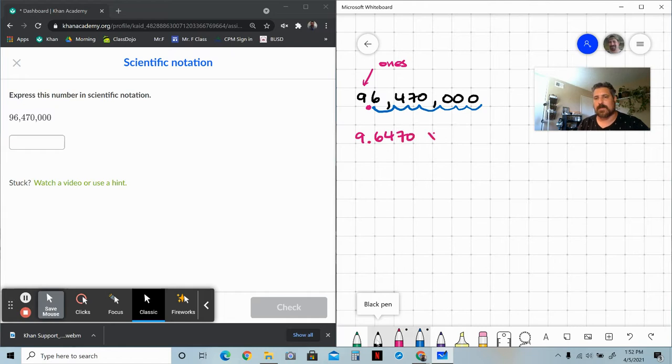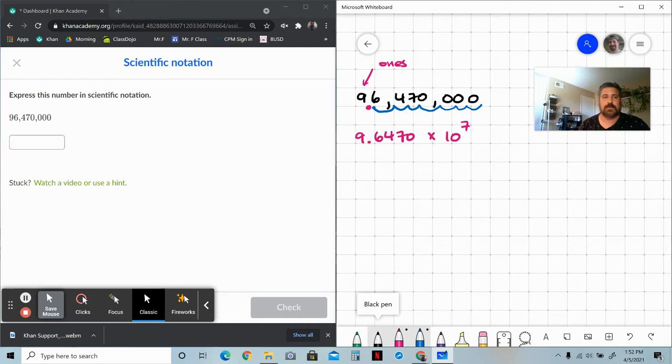So this is going to be 9.6470 times 10 to the, and now this is a very large number, so it's going to be a positive exponent because you're multiplying by a large power of 10 to make it back to its normally large number, right? So since this is a large number that is greater than 1, the power of 10 is going to be a positive exponent. So how many places did you move it? You moved 7 places, so it's going to be 10 to the 7th.